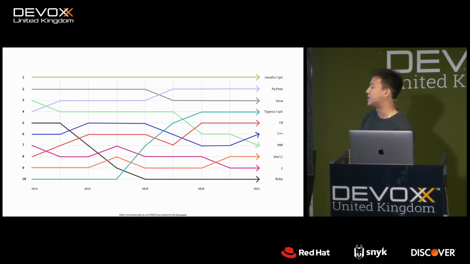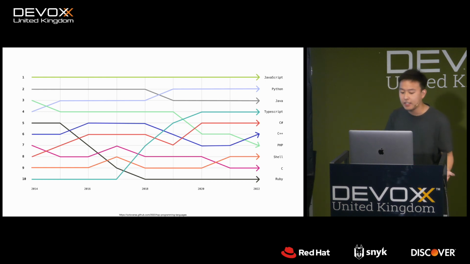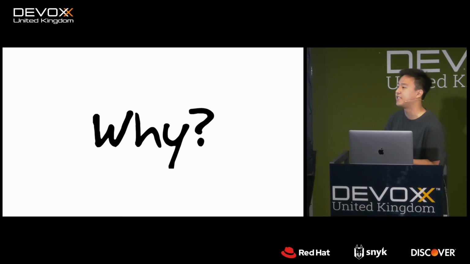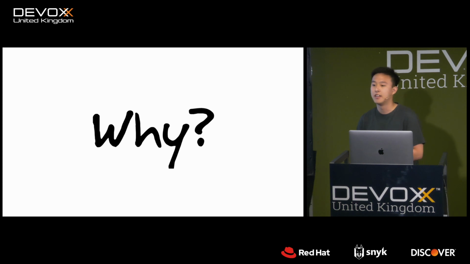TypeScript impressively did a lot of leaps and bounds, but Java is continuously decreasing, even though industry, again, is very much interested in Java. And I'm a curious person, and I always ask myself, why is that? Why is it that even though we have all these people at DevOps UK that are interested and passionate about Java, we still see this decline in the language usage?